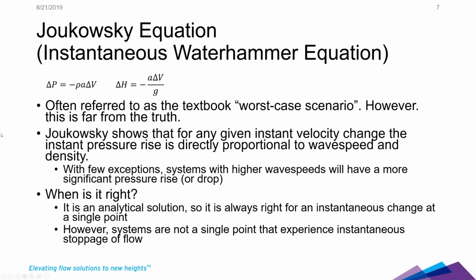So the Joukowsky equation 2.0, we're going to talk about this some more. You can look at it in two different terms. The change in pressure is equal to negative rho A delta V, and delta H is equal to negative A delta V over g, the gravitational constant on Earth. You can see for head, we get rid of the rho term and add the g term there.